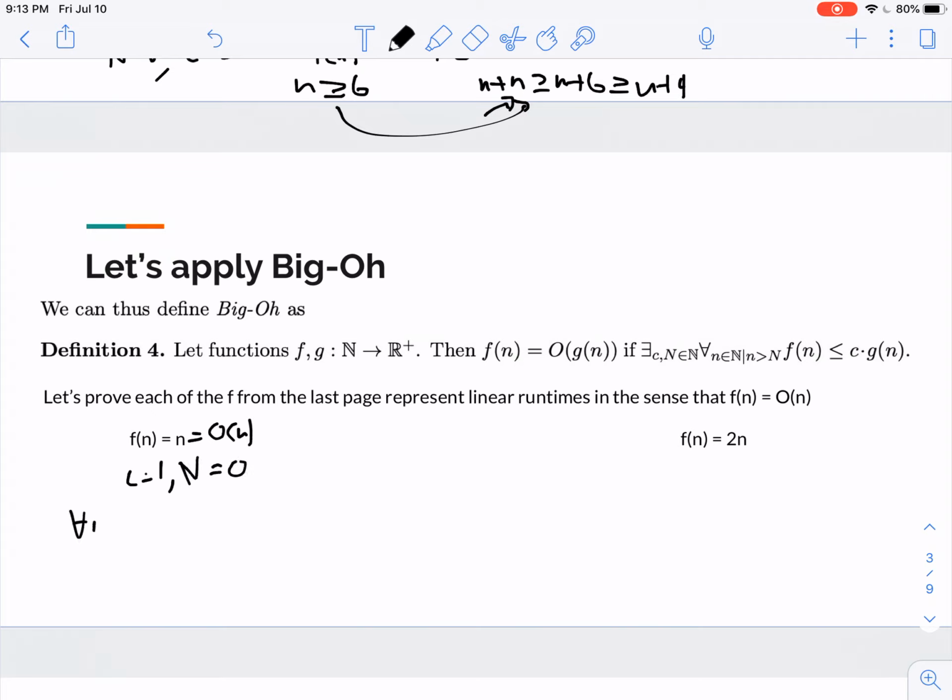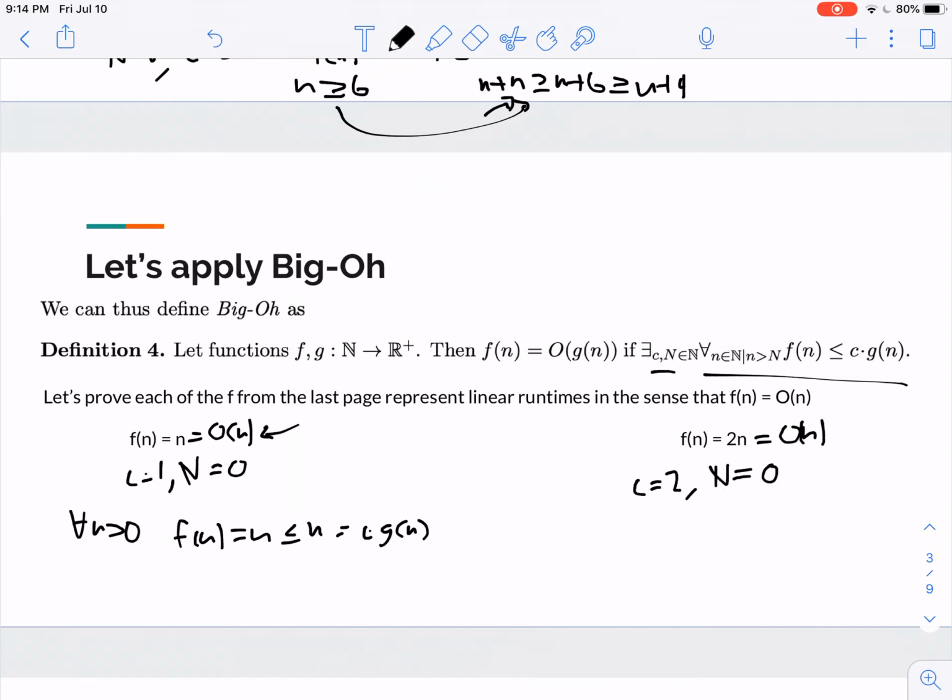And then we see for any n greater than 0, I'm just going to write big N here, but we'll just write 0 because you know big N is 0. Then f of n equals n, which is less than or equal to n, which is equal to C times g of n, because in this case, C is 1. And so now we've chosen a C and an n such that this statement holds true, and therefore this statement must be true. So now we're going to prove that 2n is big O of n, and similarly here, we'll choose c equals 2 and n equals 0.